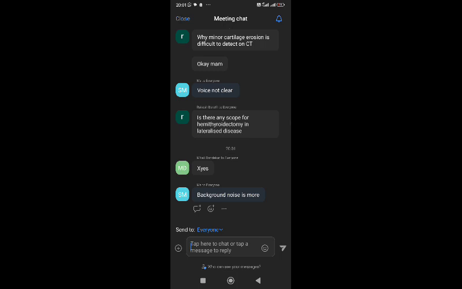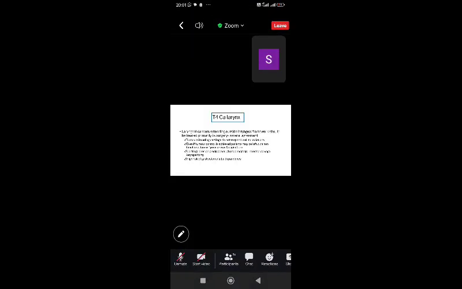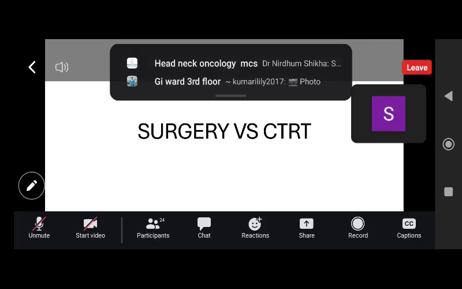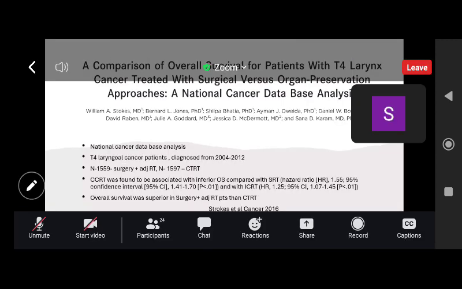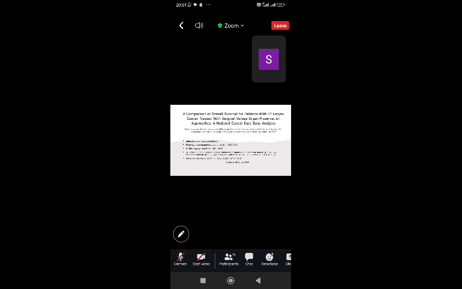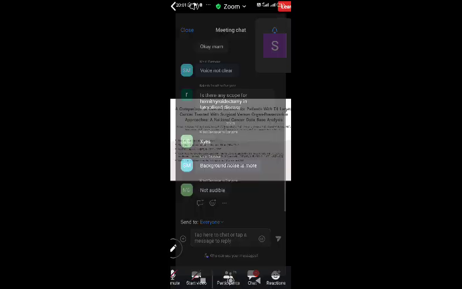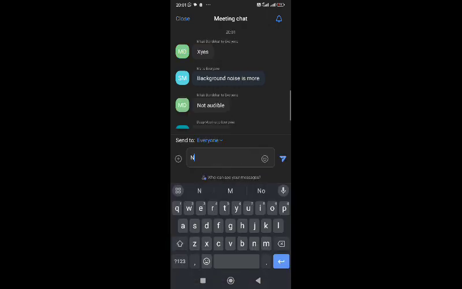So I will just briefly describe the evidence for surgery in a case of T4a larynx rather than an organ preservation procedure. So when we looked at the study by Stokes et al., for laryngeal cancer, they looked at around 1,500 patients.